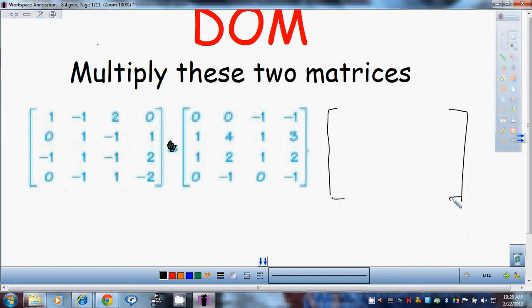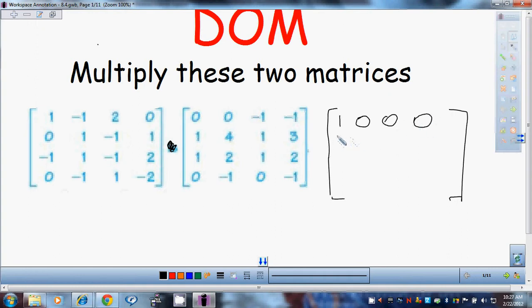Okay. Here we go. First row, first column: 0, minus 1, plus 2, plus 0, positive 1. First row, second column: 0, minus 4, plus 4, minus 0, or plus 0 is 0. Negative 1, minus 1 is negative 2, plus 2 is 0, plus 0 is 0. Negative 1, minus 3 is negative 4, plus 4 is 0, plus 0 is 0.